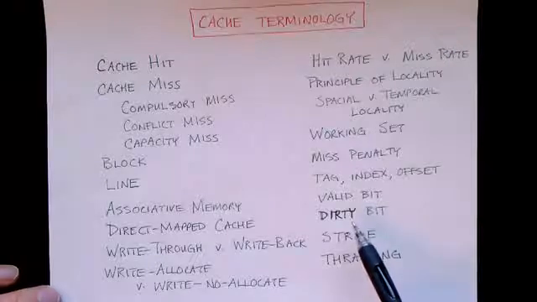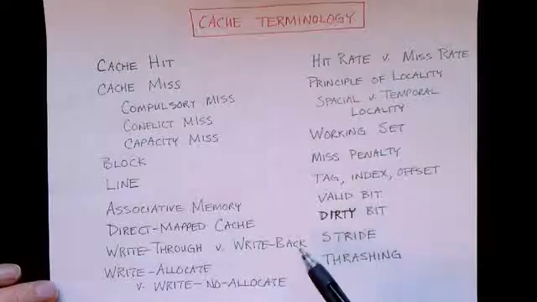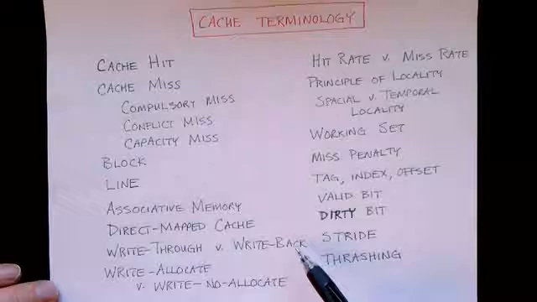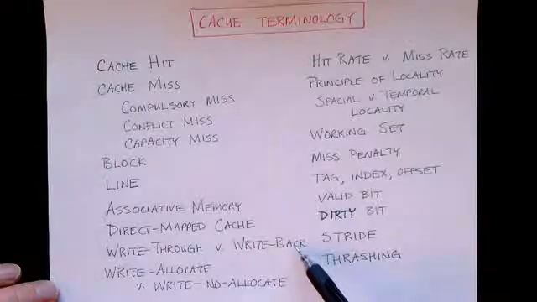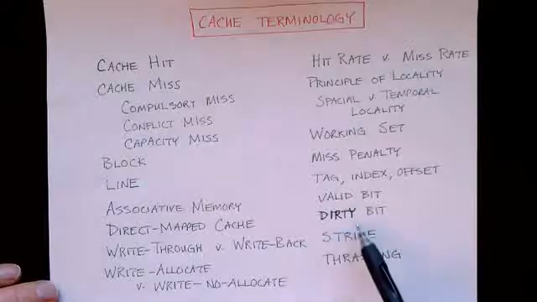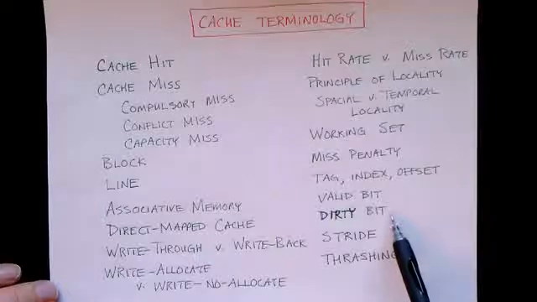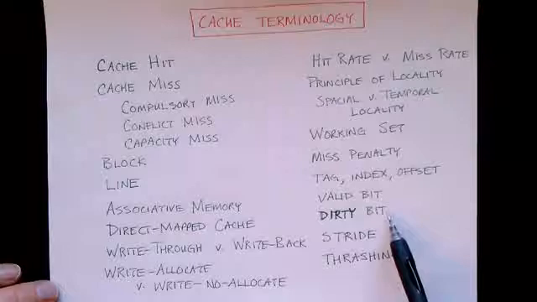The dirty bit indicates whether the block in the cache has been modified. So if we have a write-back scheme where we're keeping the modified data in the cache without writing it through to the main memory immediately, then we need to keep track of the fact that the block has been modified. And the dirty bit does this. The dirty bit is set to indicate that the data in the block has been modified in some way or another.